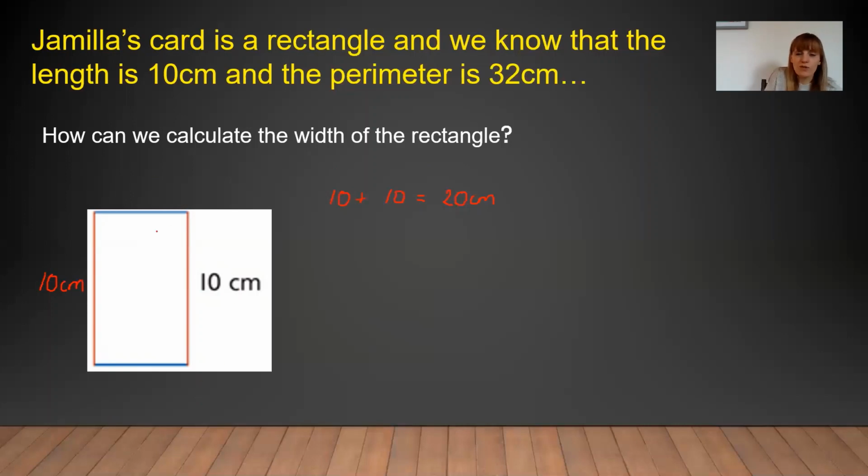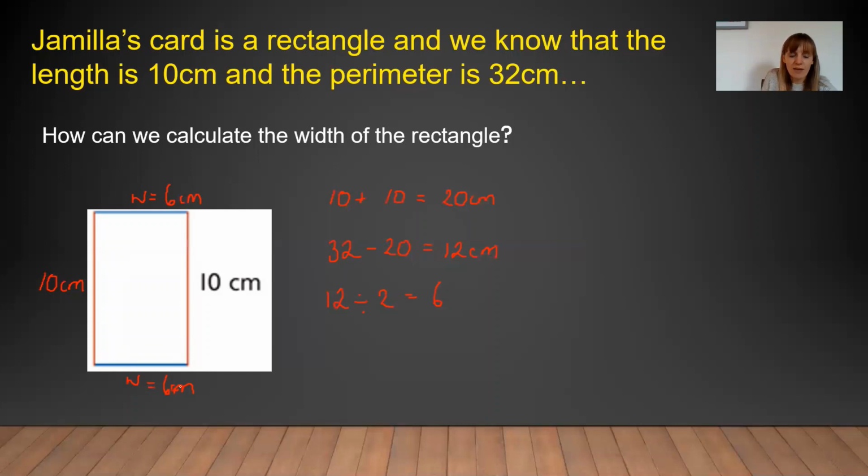Now the whole perimeter of the shape is 32 centimetres. Now if I then take away 20 from there, that's going to tell me, isn't it, what the 2 widths, the 2 blue lines you can see on here, total. So 32 take away 20 gives me an answer of 12 centimetres. Now that means that this width here, this width and this width together add up to equal 12 centimetres. So how am I going to calculate one of those sides? Well, if there's 2 of them and they both add up to 12, I've got to half 12, haven't I? Divide it by 2. So 12 divided by 2 is 6. And so that tells me that the width of the rectangle is 6 centimetres.